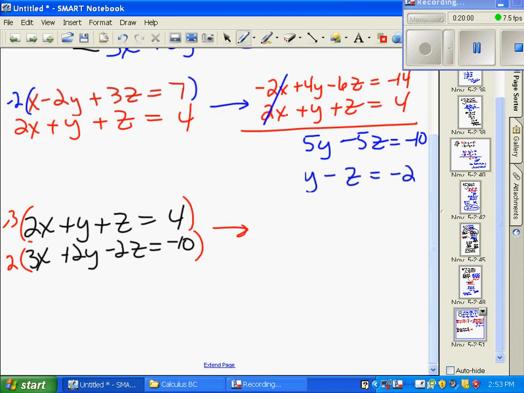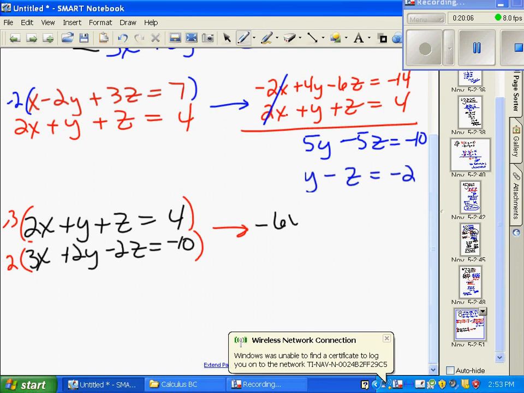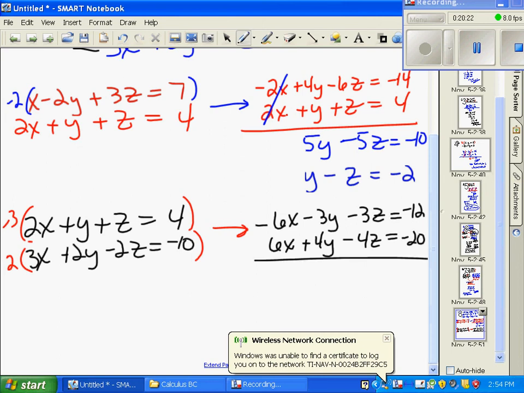So this is what I get. When I multiply that negative 3 times everything, I get negative 6x minus 3y minus 3z equal to negative 12. When I multiply the 2 times everything, I get 6x plus 4y minus 4z equal to negative 20. Add the two together, the x's cancel. So I get, I don't get 4y, I get y minus 7z equal to negative 32.